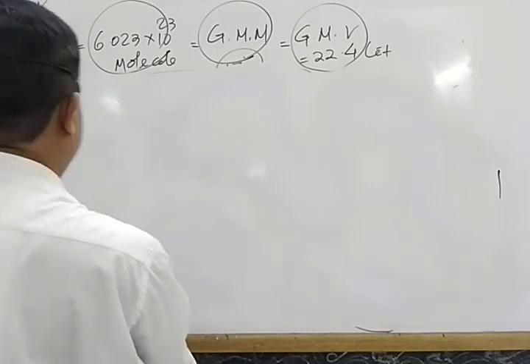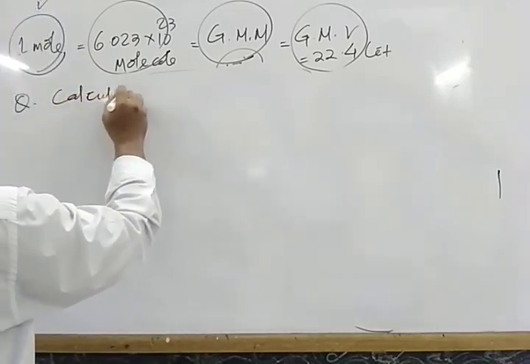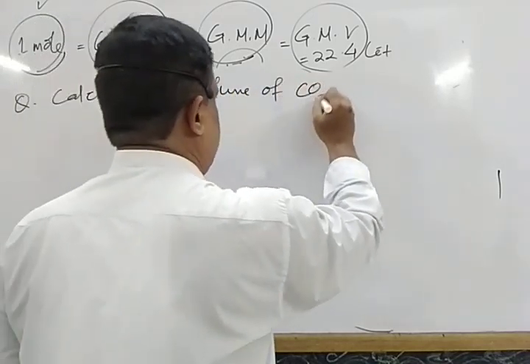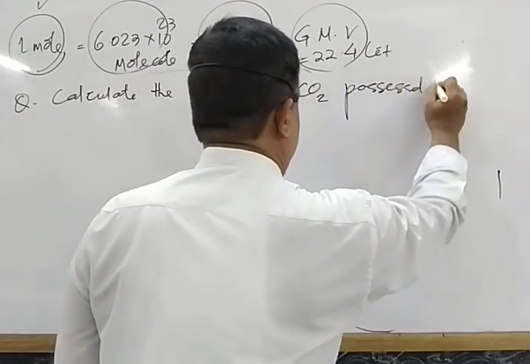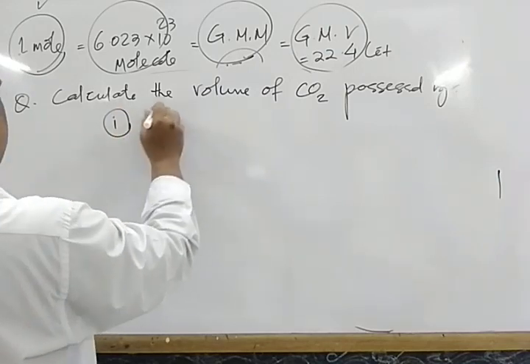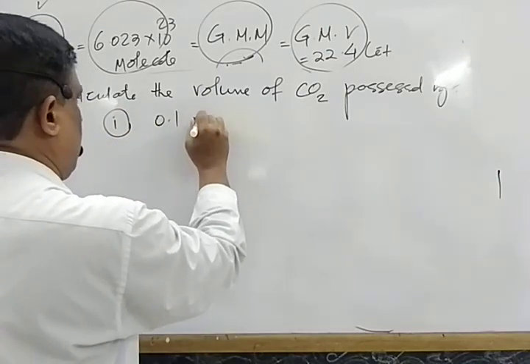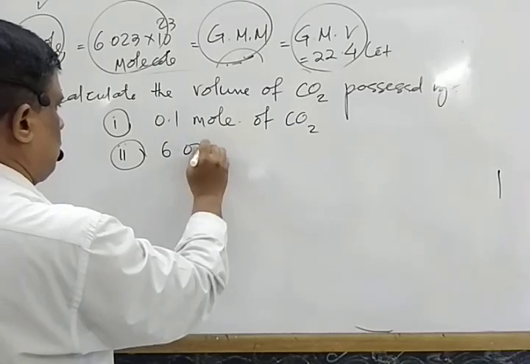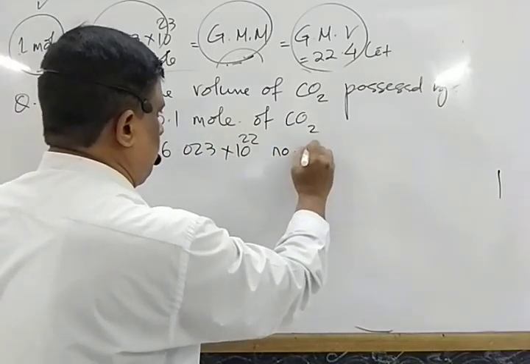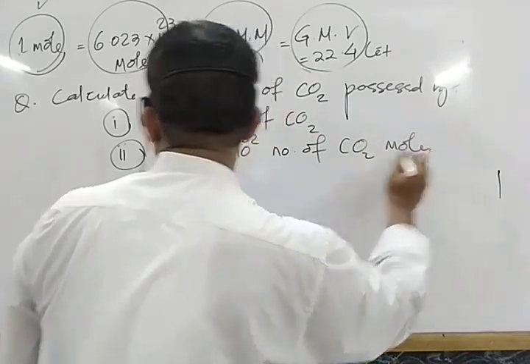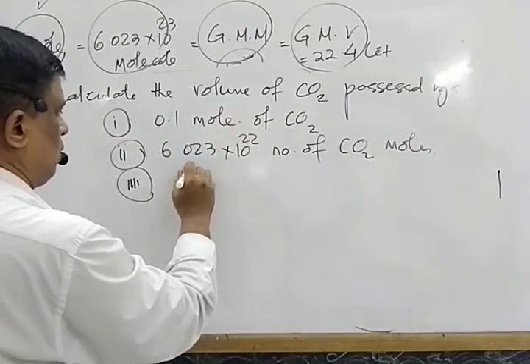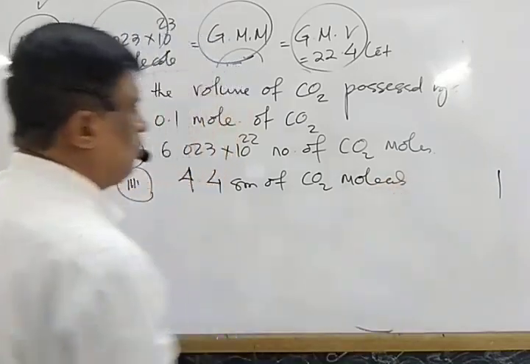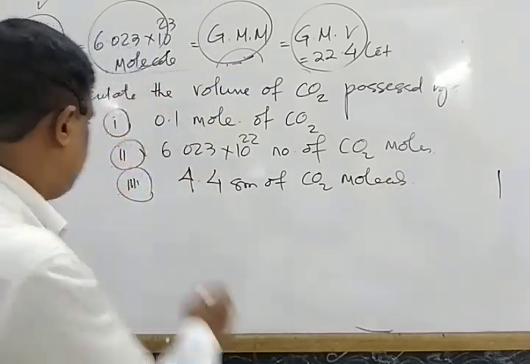What is the relationship? Calculate the volume of CO2 possessed by which one? 0.1 mole of CO2, 6.023 into 10 to the power 22 CO2 molecules, or 4.4 gram of CO2 molecule. Mark that. How we solve, bit 1 answer.